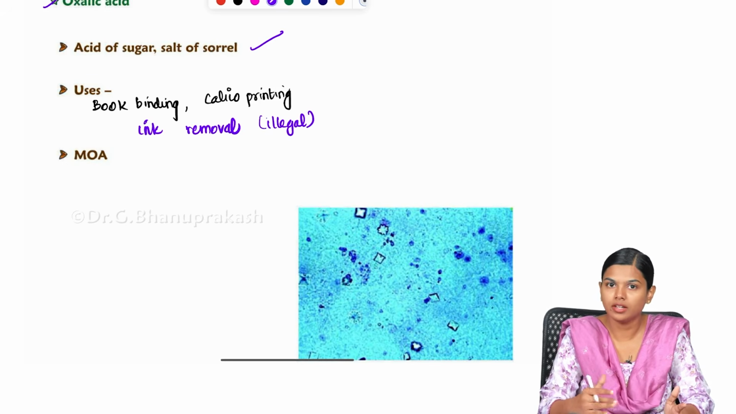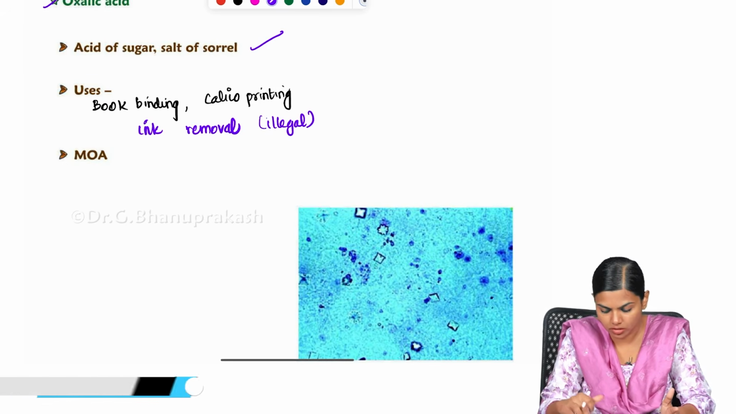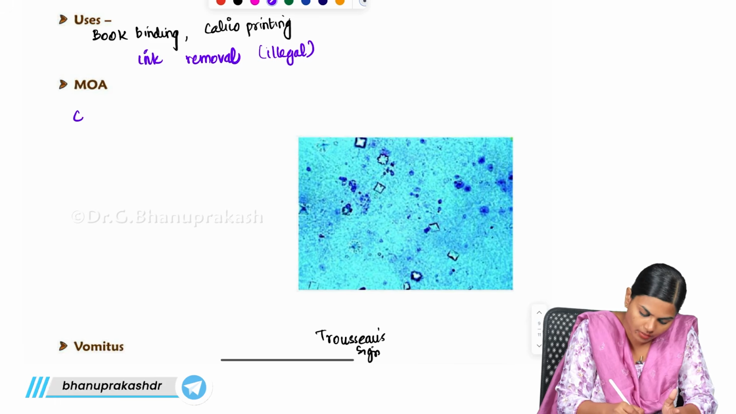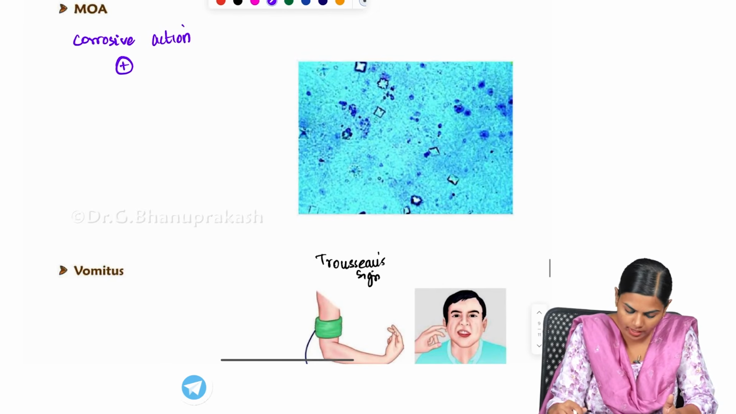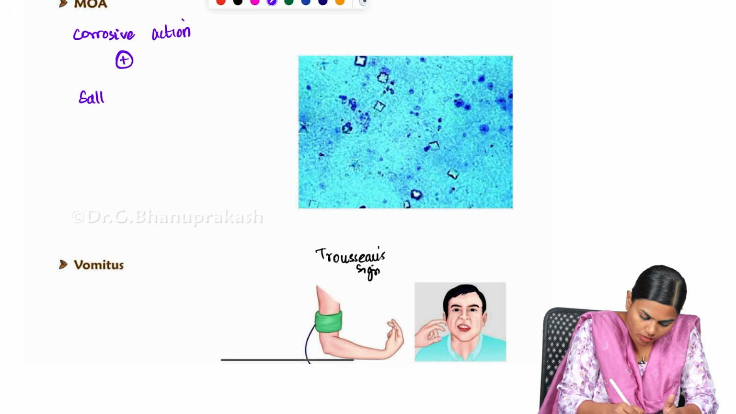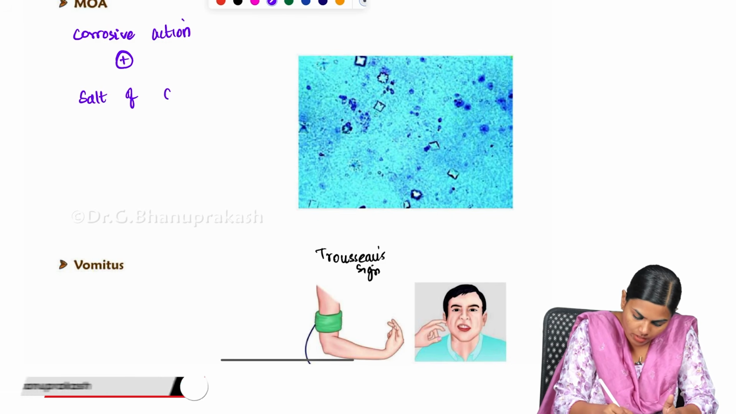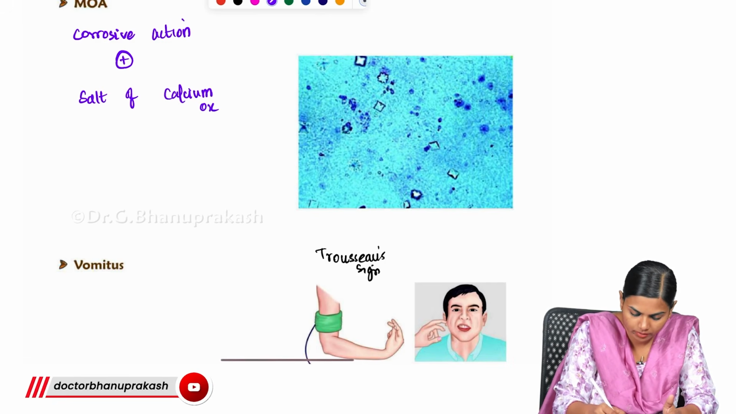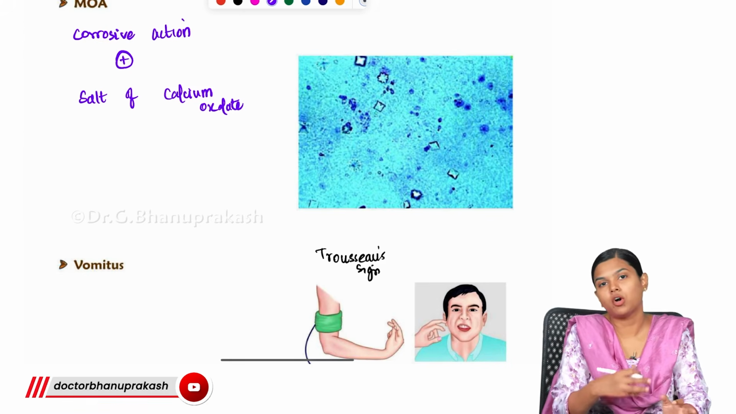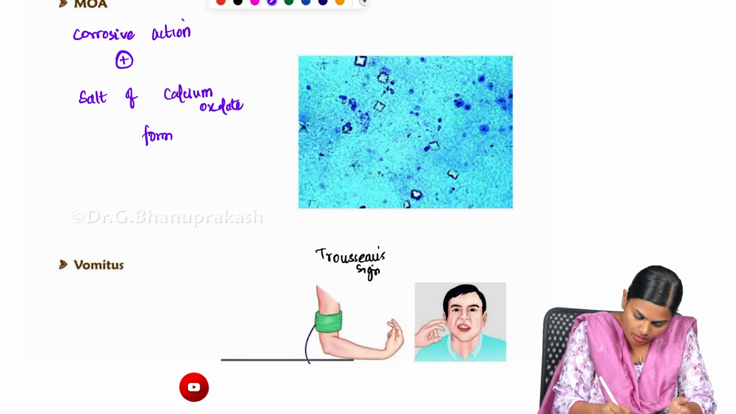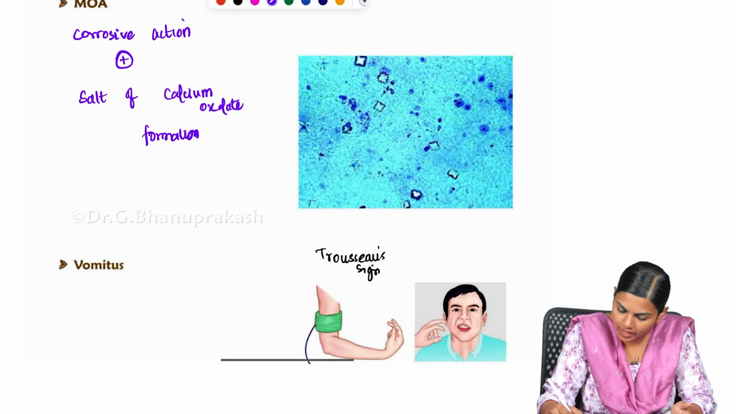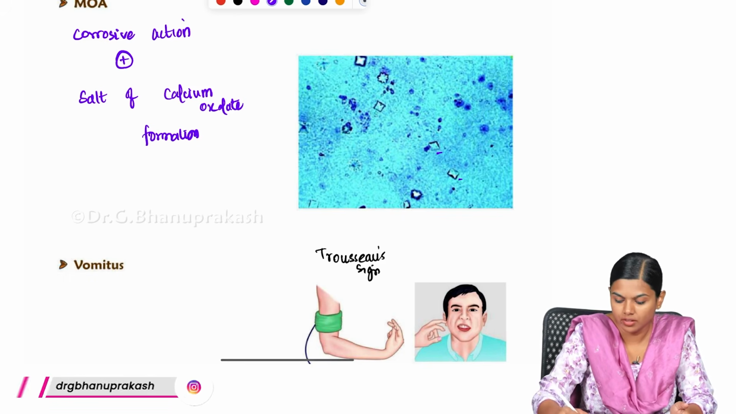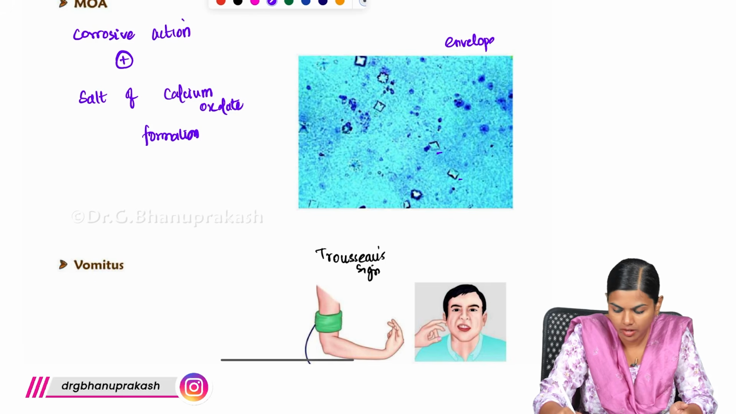Sometimes this oxalic acid can be ingested, and when it is ingested, it will have a corrosive action. But along with that, it will lead to formation of the salt of calcium, calcium oxalate. So it will lead to calcium oxalate salt formation. These calcium oxalate salts will look like an envelope shape.